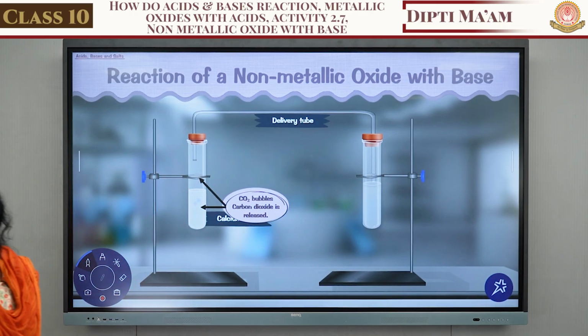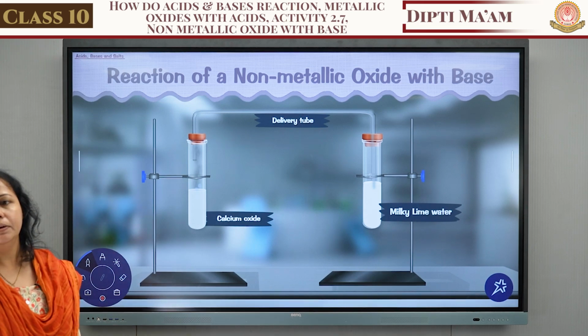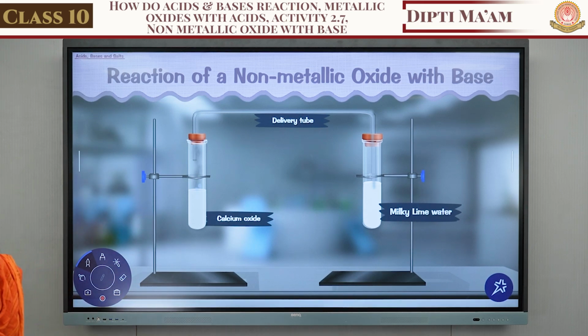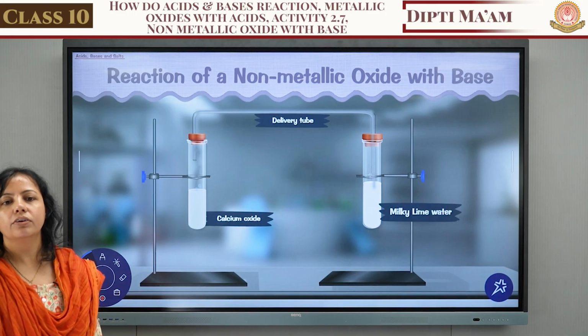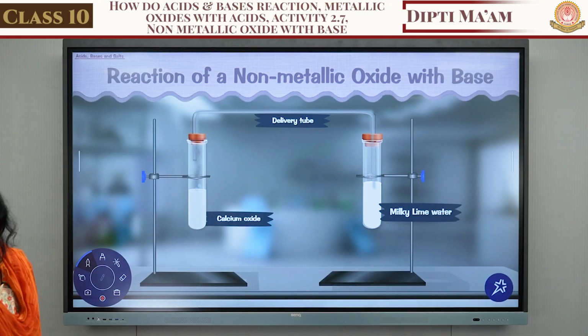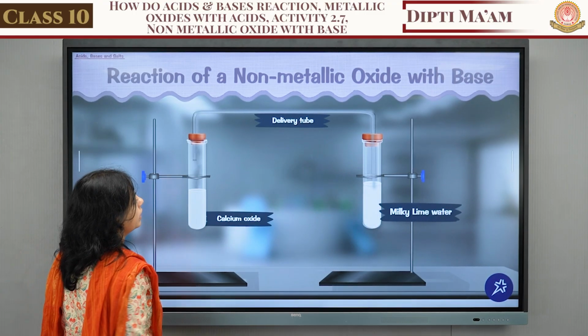What is there in the other test tube? That is calcium hydroxide. What is the formula of calcium hydroxide? Ca(OH)2. Okay. Calcium hydroxide. What is another name of calcium hydroxide? Very good. It is lime water. Okay. So let's see. This is the confirmation test of carbon dioxide also.